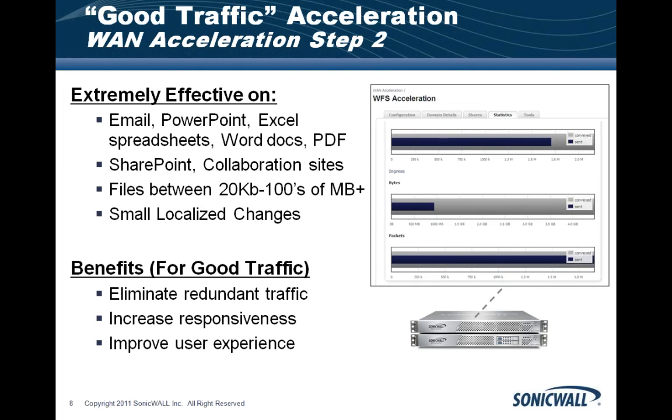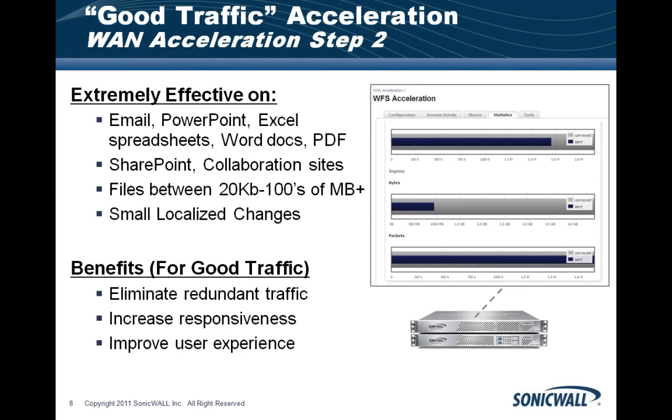All right, so once we've gotten to this concept of good traffic, then we can provide the acceleration. So from here, we're talking about the ability to do things like deduplication, where we're not sending the entire file or the entire set of data across the network between your remote and branch offices.